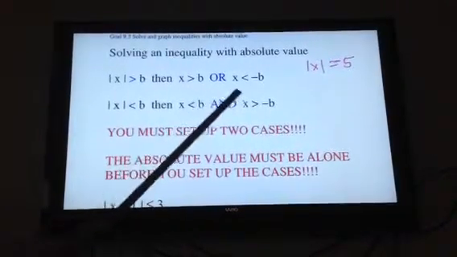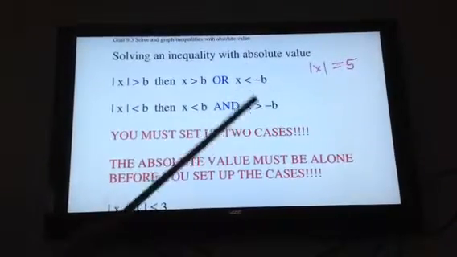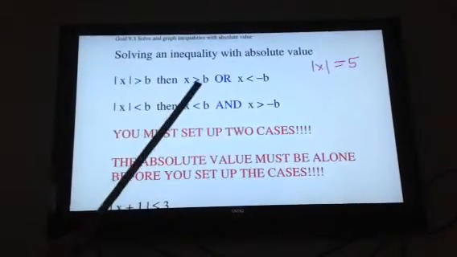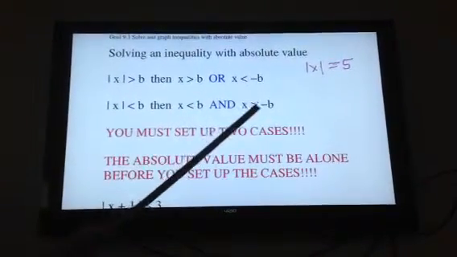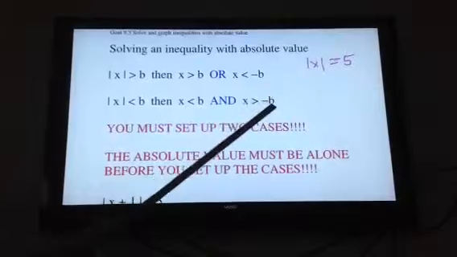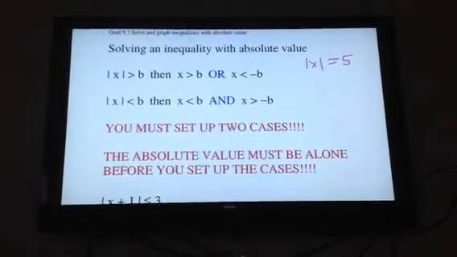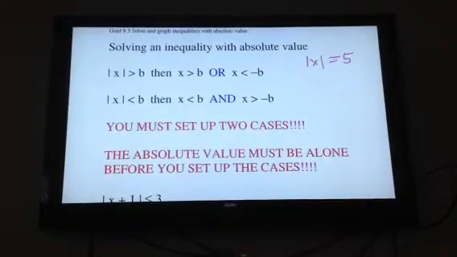In case 2, in all of the absolute value ones here, I am switching the direction of the symbol. So it went from a greater to a less, here from a less to a greater. And then I'm changing the sign of the number to the opposite. Okay? You'll get that. It falls into place really quickly.